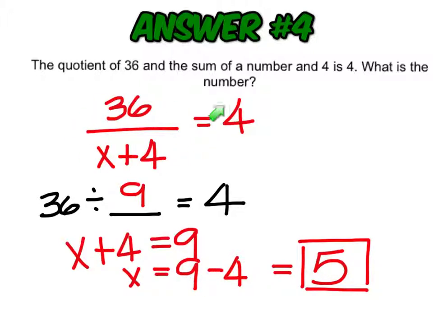This one you could almost look at it and do it in your head. 36 divided by some number is 4. If you know it's got to be 9, you just add 5 here, and that's the answer.